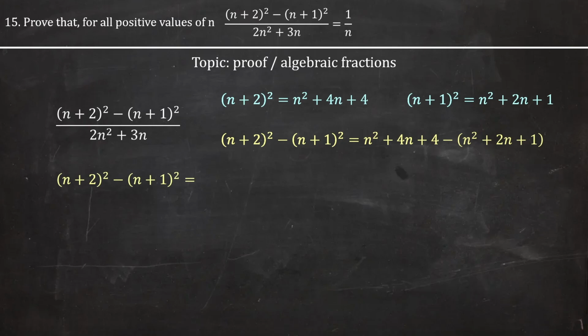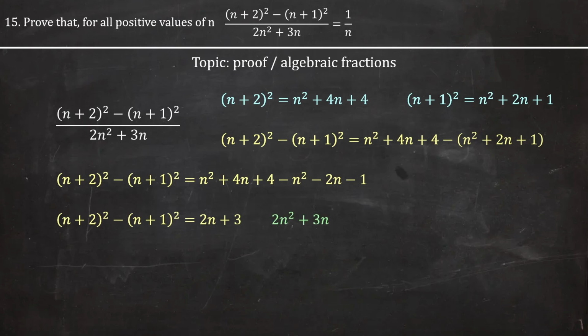That is going to give me n squared plus 4n plus 4 minus n squared minus 2n minus 1. The minus outside affects every single term inside of the bracket. Collect like terms here, and I get 2n plus 3.